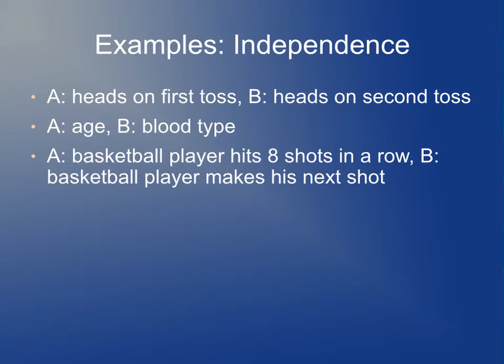Or, presumably there should be no association between how old you are and what your blood type is. Or, a final example that sometimes makes people a little skeptical and in some cases upset when I bring it up: say a basketball player hits 8 shots in a row. Is he more likely to make his next shot? Now, if you ever watch basketball on TV, the announcer is probably likely to say, "Oh, LeBron James has hit 8 shots in a row. He's hot right now. They need to make sure they get him the ball."